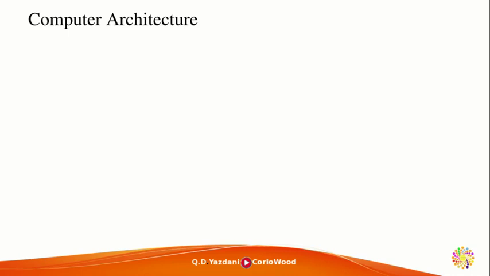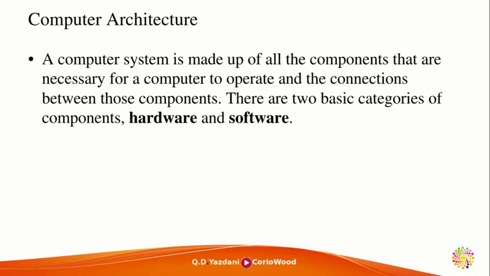So we begin with computer architecture. What is computer architecture? A computer system is made up of all the components that are necessary for a computer to operate and the connections between those components. There are two basic categories of components: hardware and software.